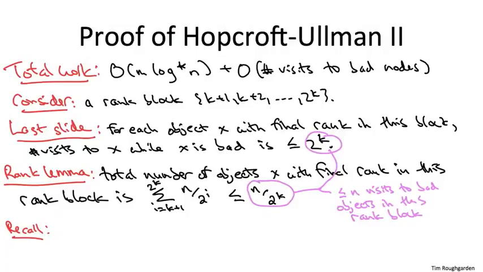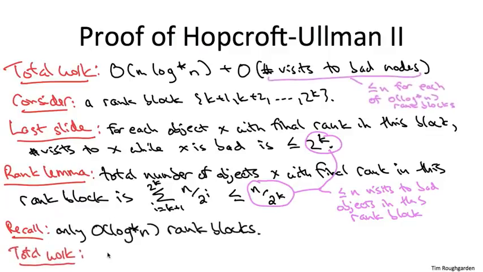Now this was only counting the number of visits to bad objects in a given rank block, but there aren't that many rank blocks. Remember, there's only log star n of them. So that means the total amount of work spent visiting the bad nodes, summed over all of the rank blocks, is big O of n times log star of n. Combining the bounds for the good nodes and the bad nodes, we get the quantity m plus n times log star of n. At the beginning I mentioned that the interesting case is when m is big omega of n. In that case, this bound is just big O of m times log star n.